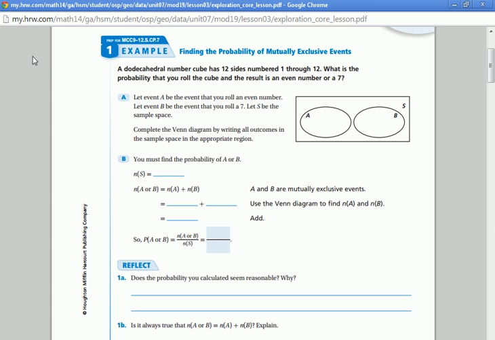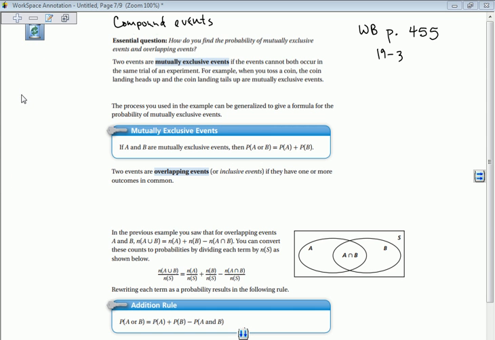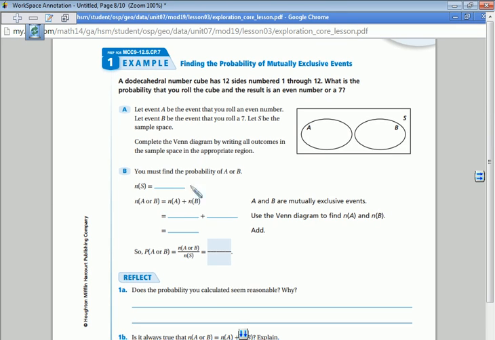So what we would do is find the probability. We would just add those probabilities. To find the probability of one or the other, we would just add the individual probabilities. So how many even numbers are there? 1 through 12, so this would be 6. And how many 7s are there? 1. So it would be 6 plus 1, which is 7 out of 12.